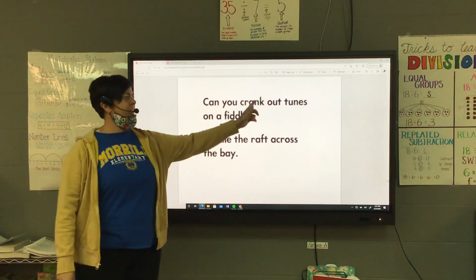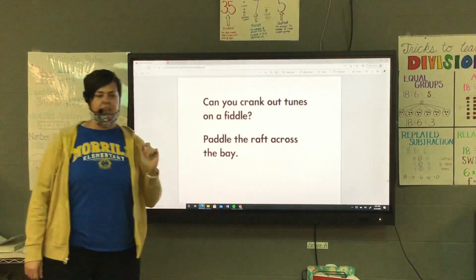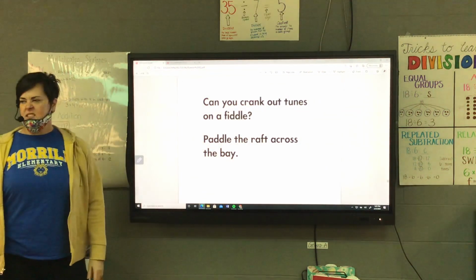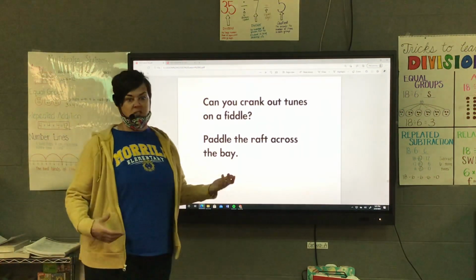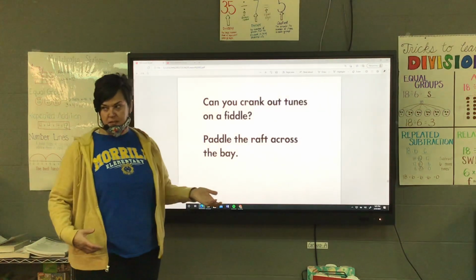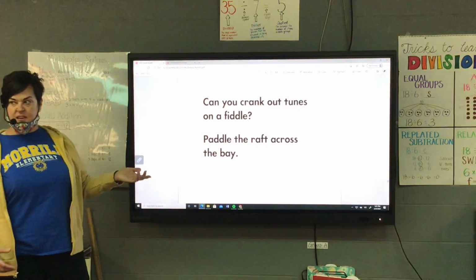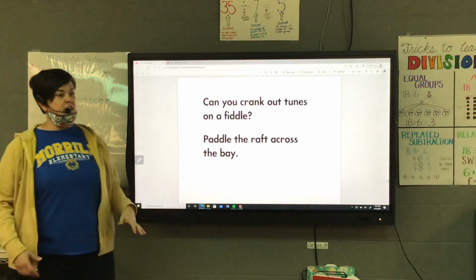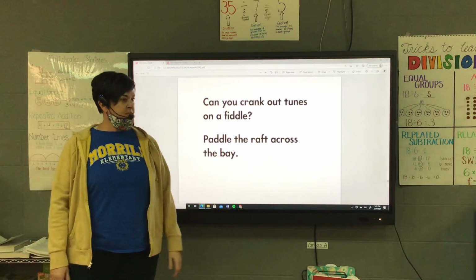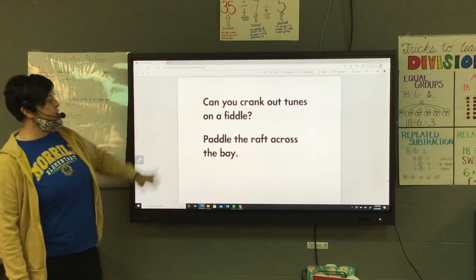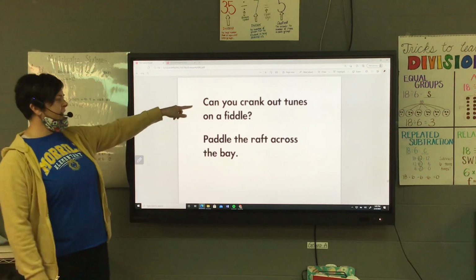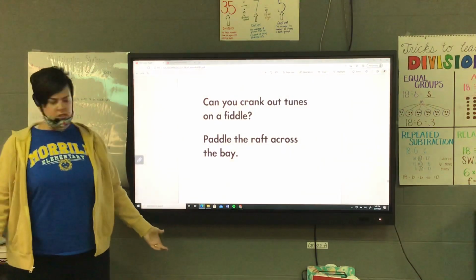Can you crank out tunes on a fiddle? Do you know what that means? No. If you crank out tunes, it means you're playing songs. Okay? So does that make sense now? All right. A fiddle is kind of like a violin. It's similar to a violin. All right, let's read that question. Can you crank out tunes on a fiddle?